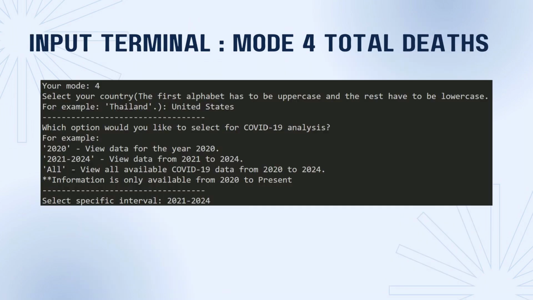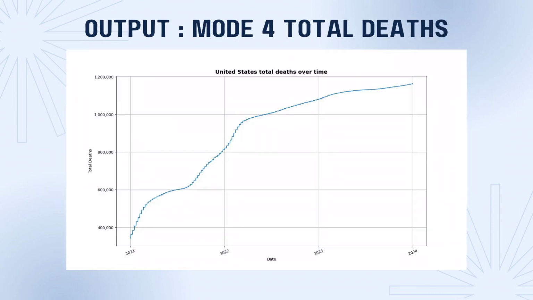In mode 4, we switch to viewing cumulative total deaths. Similar to previous modes, the user selects their country and date range to get a detailed overview of total COVID-19 deaths over time in that specific location. For the output, it shows the cumulative COVID-19 deaths total over time.